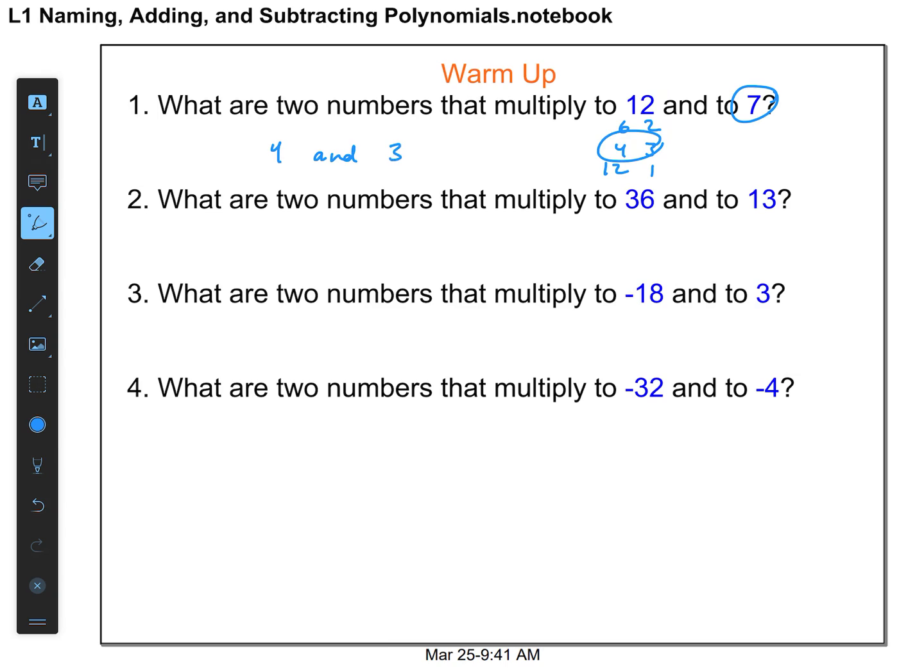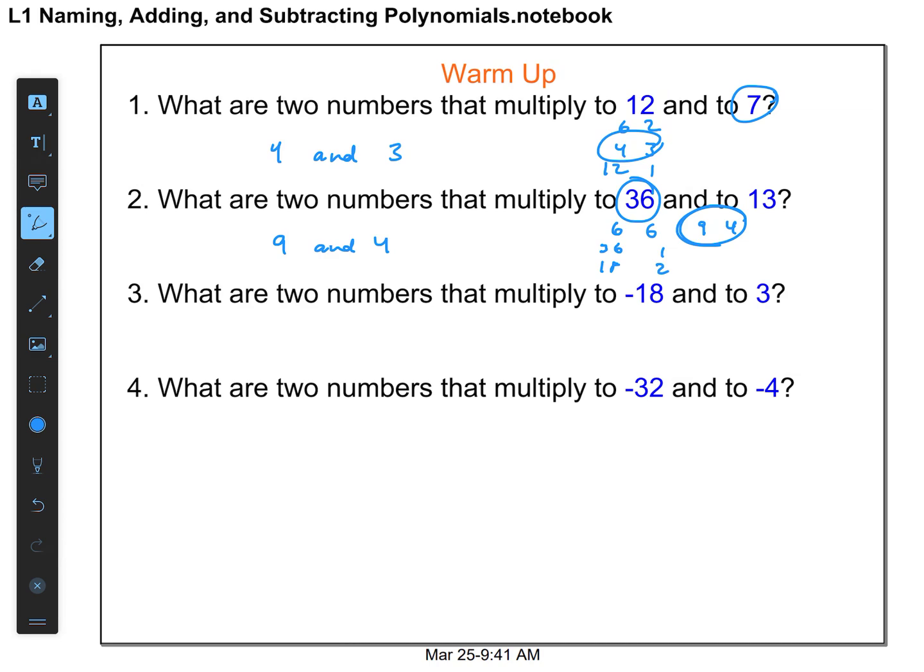When we start thinking of 2 numbers that multiply to 36, we should think 6 and 6, but that does not add to 13. We can think 36 and 1, 18 and 2, and then 9 and 4. And if you add up all those different pairs, the only one that adds to 13 is 9 and 4.